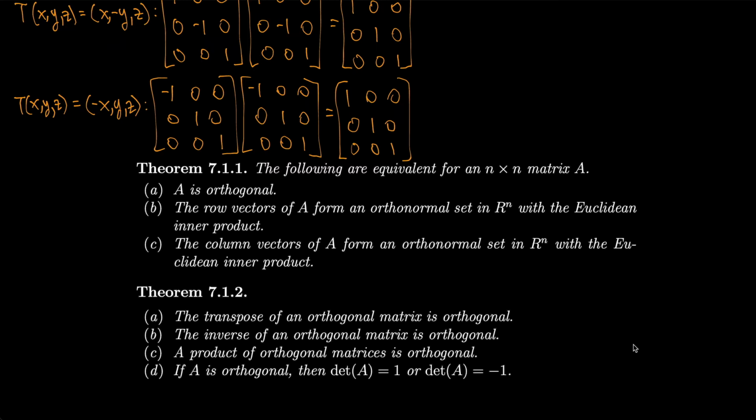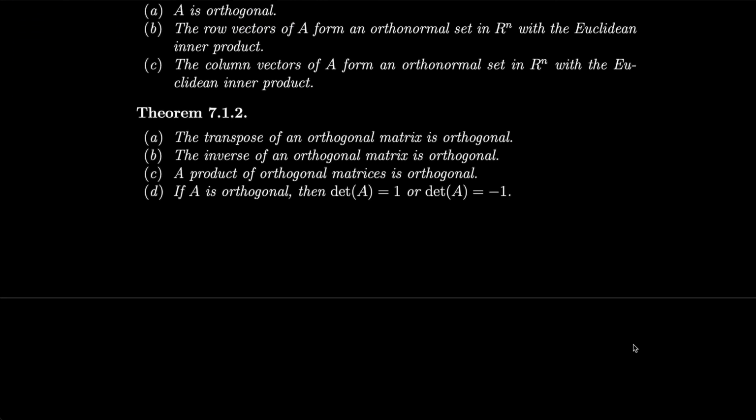Our next theorem says that the transpose of an orthogonal matrix is orthogonal. The inverse of an orthogonal matrix is orthogonal. A product of orthogonal matrices is orthogonal. And if A is orthogonal, then the determinant of A has to either be 1 or minus 1.